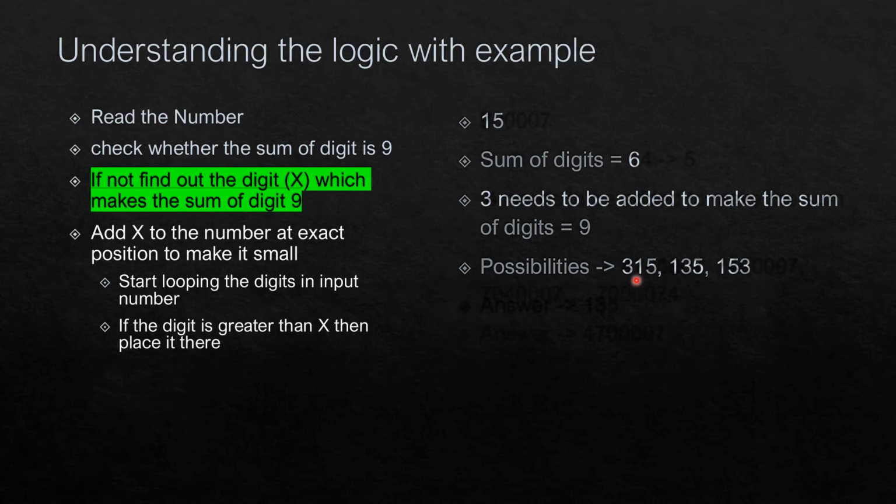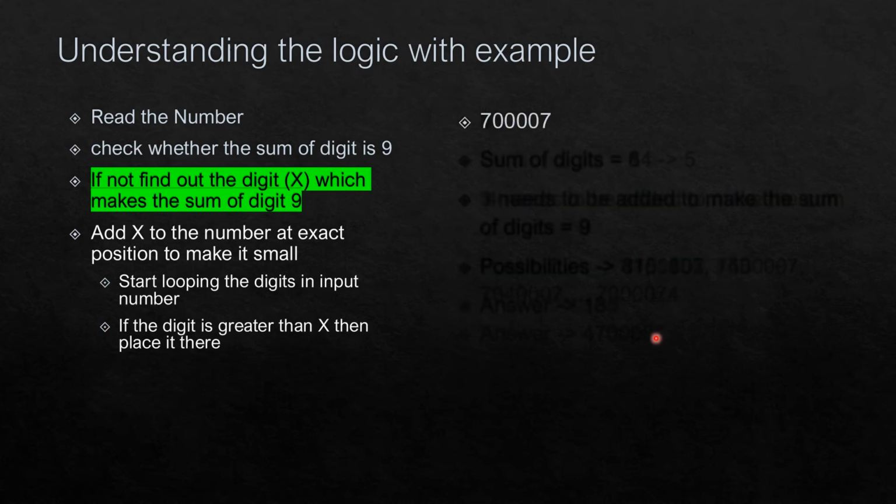So here, if you consider this one, 135, it's the smallest one. To get this number, same thing again: start looping through the digits 1 and 5. When you see 1 is greater than 3, false, okay, go to the next. 5 is greater than 3, yes, it is true, right? So then insert it there, 135, so that is the answer.